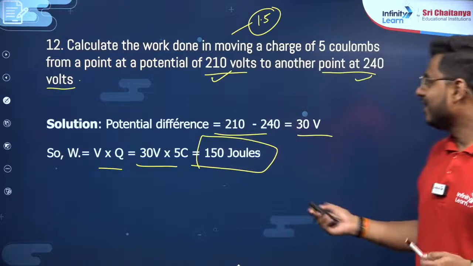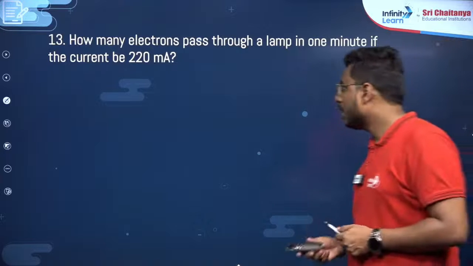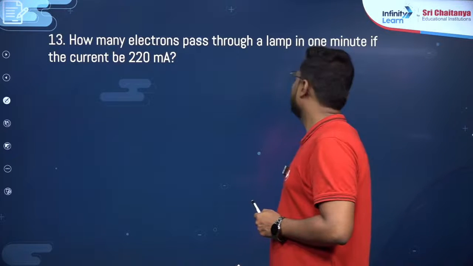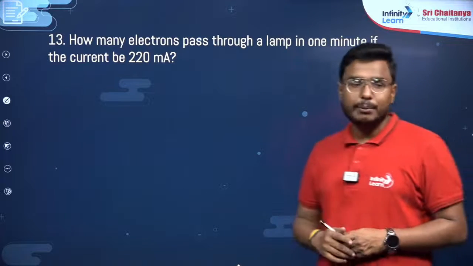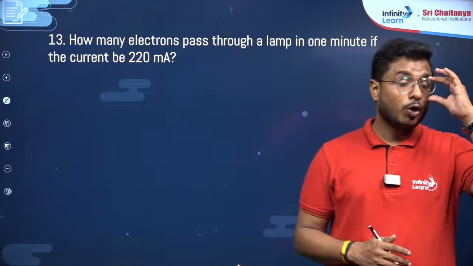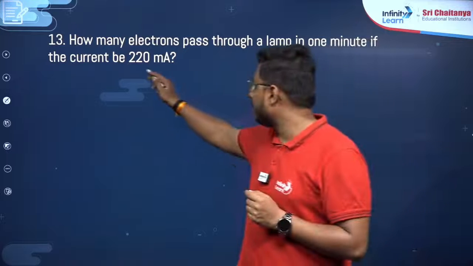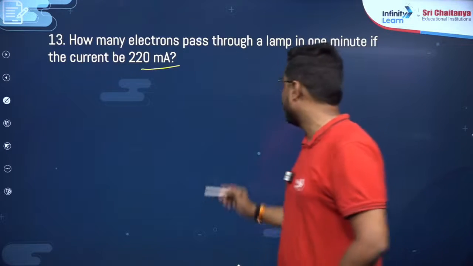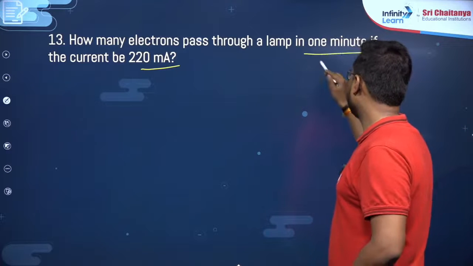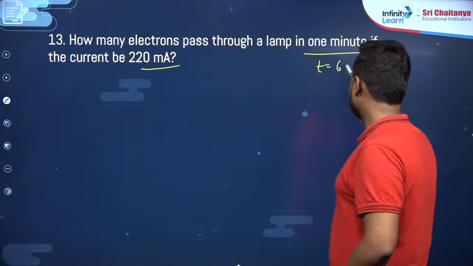Okay, fine. Now, moving ahead to the next question. How many electrons pass through a lamp in 1 minute if the current is 220 milliampere? I hope you all know how to convert it into ampere. And they are asking the number of electrons passing through a lamp in 1 minute. Time is given to you, 1 minute, so that will be 60 seconds.